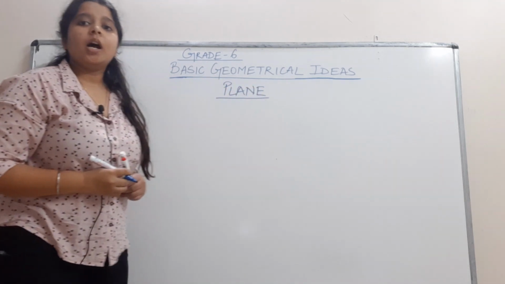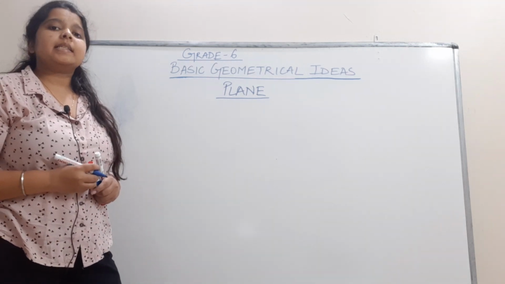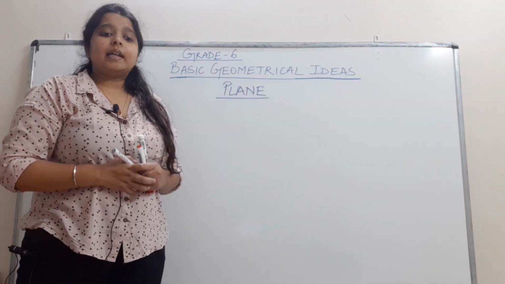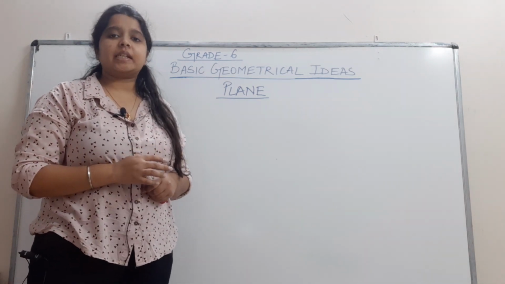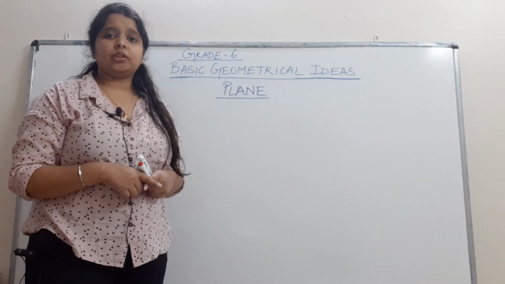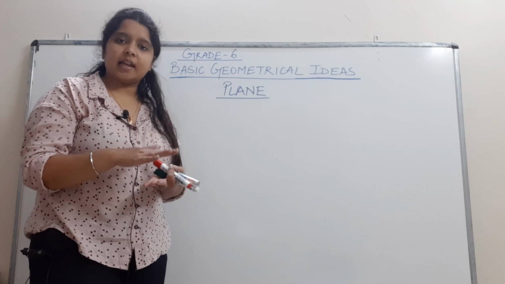What is a plane? A plane is a smooth flat surface which extends indefinitely in all directions and it does not rise from the place it is kept. That means it has only two dimensions, it is flat, it does not have any height.